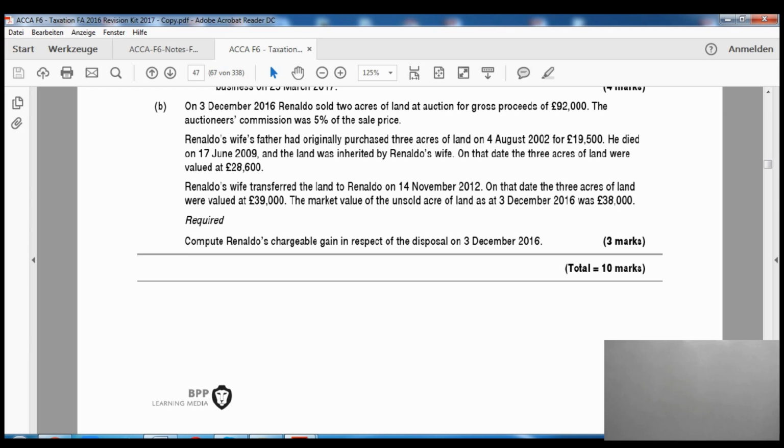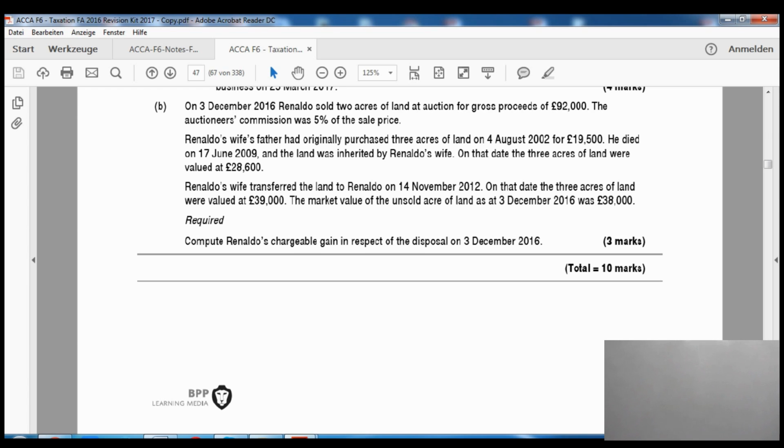On 3rd of December 2016, Ronaldo sold 2 acres of land at auction for gross proceeds of £92,000. The auctioneer's commission was 5% of the sales price, which means that it is a selling cost, so it will be incidental cost of sales or selling cost. It will be deducted out of it.